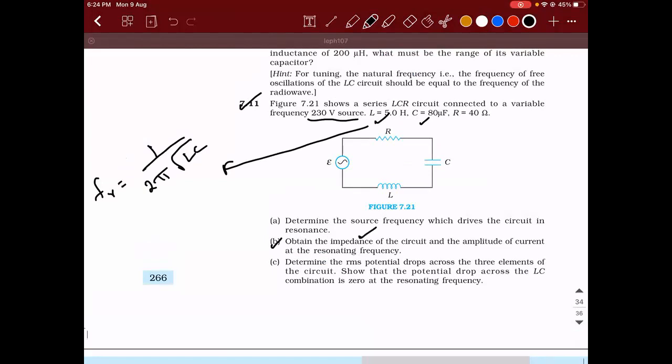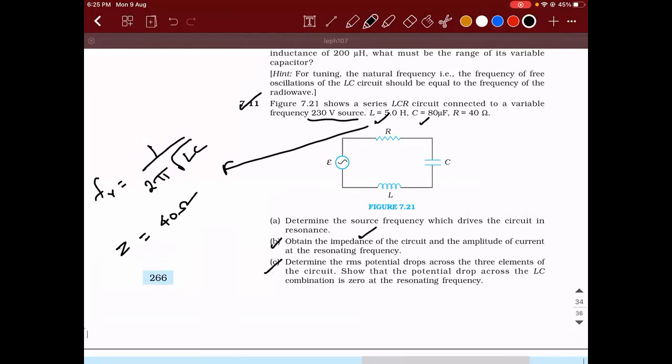So what will be the impedance of a series LCR circuit under resonance condition? Z will be equal to, I told you just now, no? Z will be equal to R. Means the answer is 40 ohm. So impedance is 40 ohm.